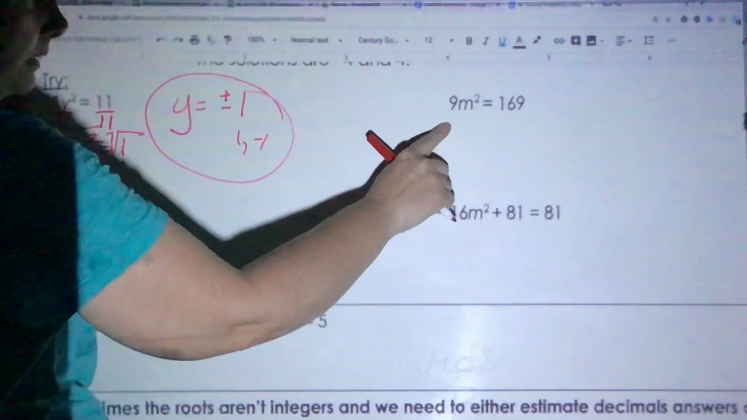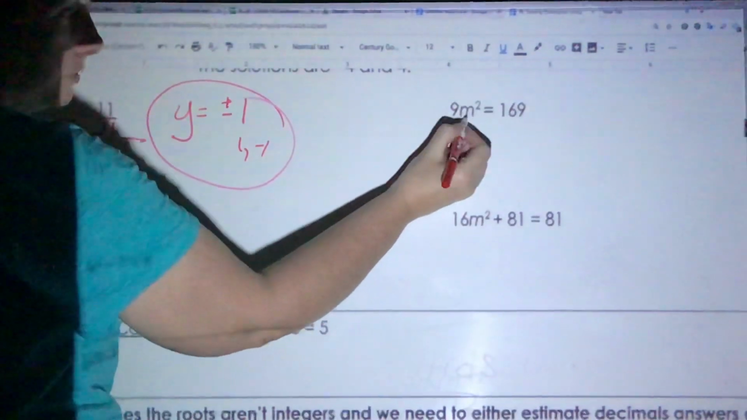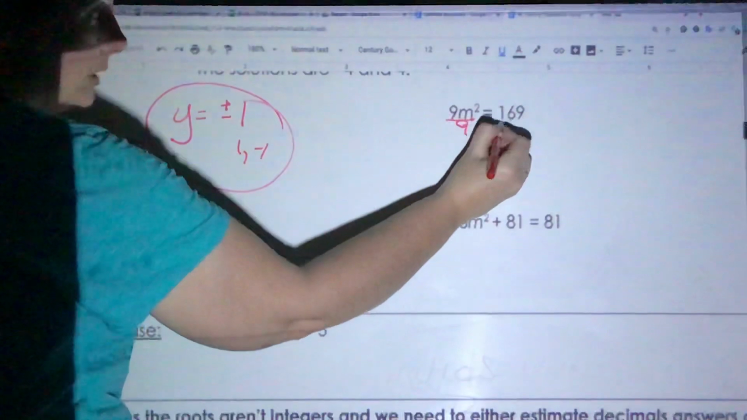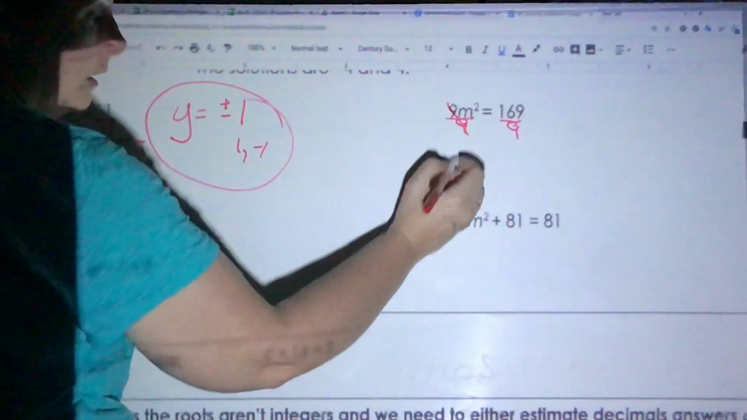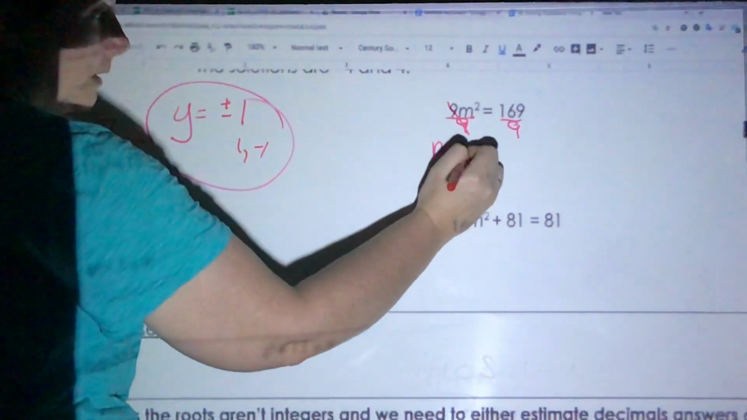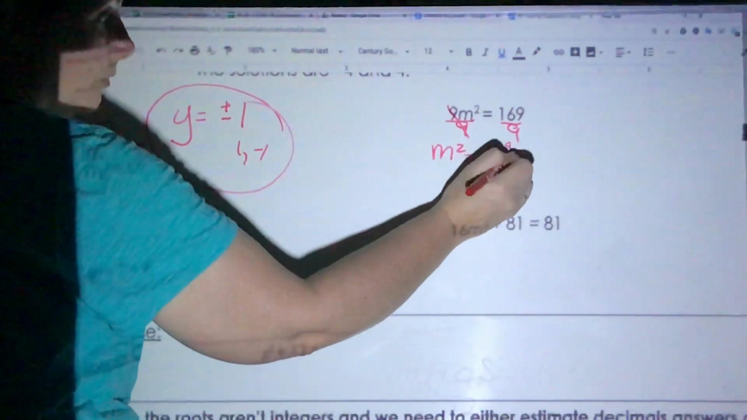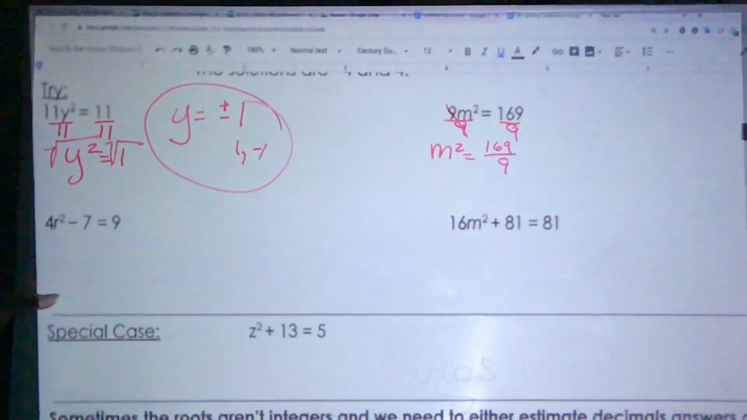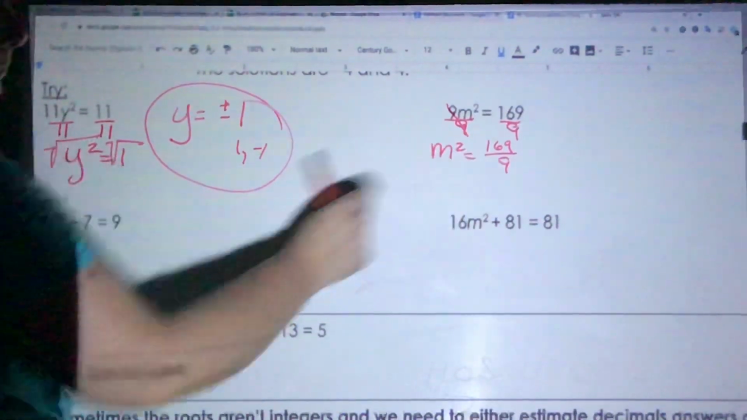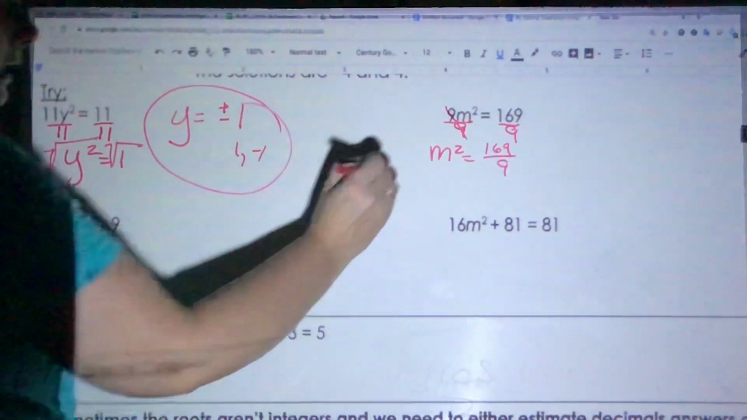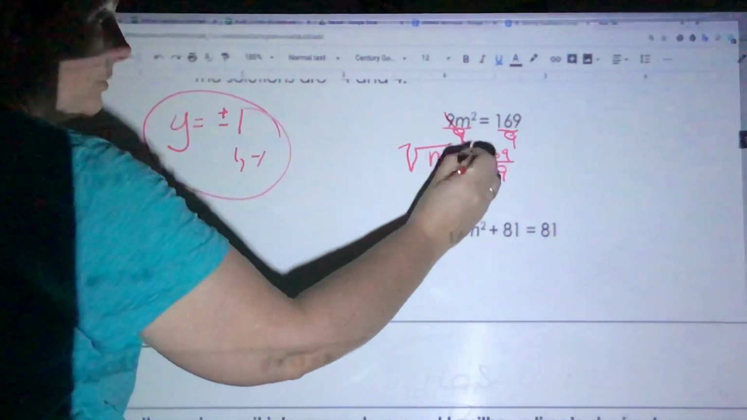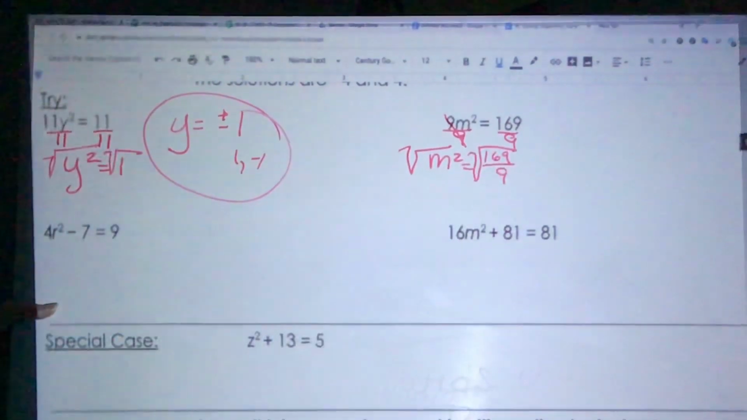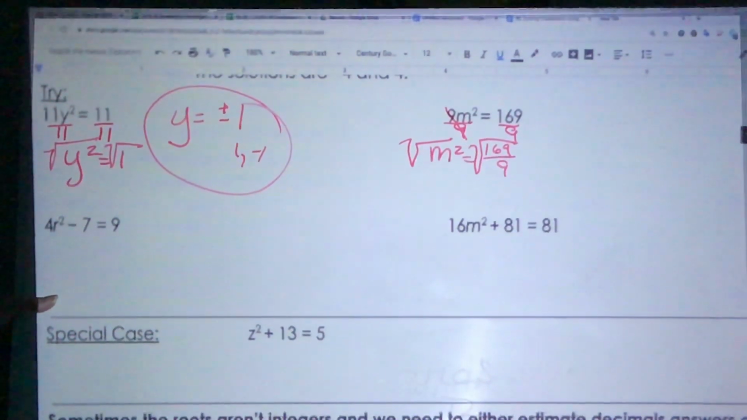For my next one, I'm going to get the m squared alone by dividing both sides by 9. So I end up with m squared equals 169 over 9. I'm not going to actually divide that out because I noticed that both of these numbers are square numbers. And if I'm going to square root both sides, it's easier to have square numbers because you just unsquare them.